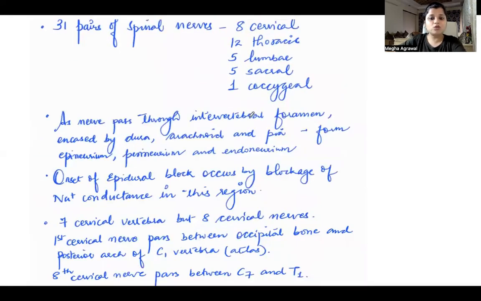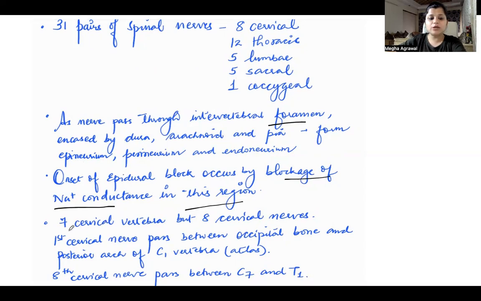As nerves pass through the intervertebral foramen, as we have already discussed, they are encased by dura, arachnoid, and pia. But when they become nerve, they are termed as epineurium, perineurium, and endoneurium. So these are extensions of the meninges only, but now they are called epineurium, perineurium, and endoneurium. Now, onset of epidural block occurs by blockage of sodium conductance in this region only, in the intervertebral foramen.